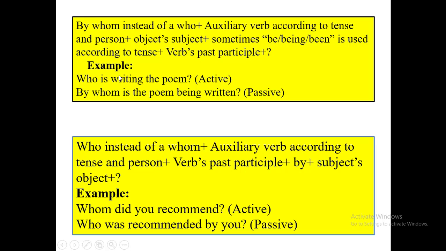Who instead of whom plus auxiliary verb according to tense and person plus verb's past participle plus by plus subject's object plus question mark. For example, whom did you recommend? Its passive voice is, who was recommended by you?